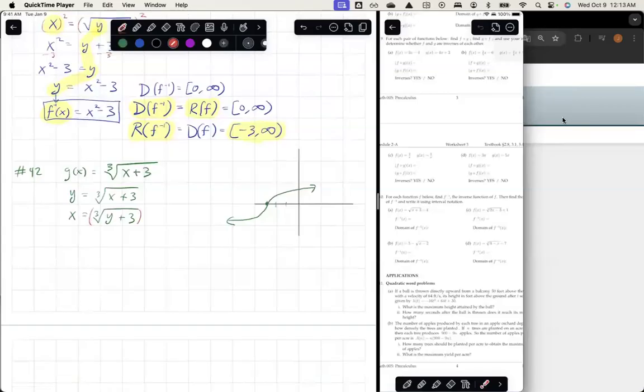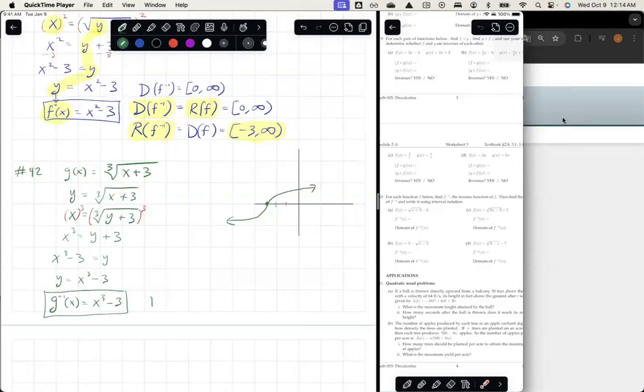In this case, a cube root can be eliminated using a cube. So x cubed is equal to y plus 3. If we subtract 3 from both sides, then we get x cubed minus 3 equals y, or y equals x cubed minus 3. And then the last step is to use the inverse function notation, and we're done. We have our inverse function.